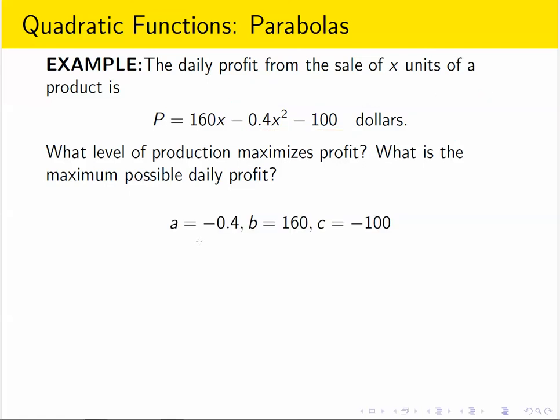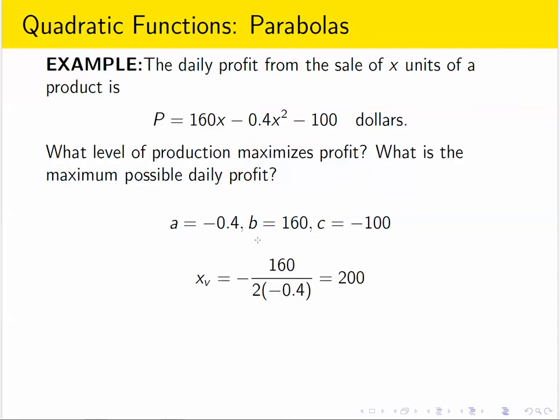So start by writing down the coefficients, just as we would if we were using this with like the quadratic equation. A is the coefficient of x squared. Now be careful, that's not the first coefficient. It's the coefficient of the highest degree of x. So it's negative 0.4. B is the coefficient of x. So that's 160. And C is the constant term, the piece without an x, so that's minus 100.